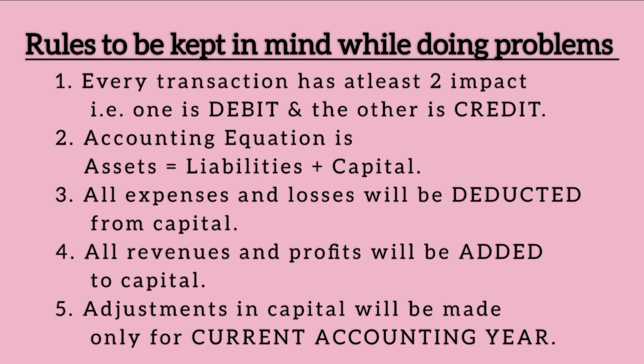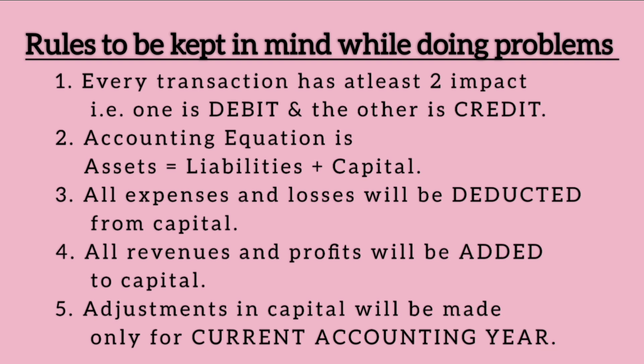And the fourth rule: when revenues and profits are there in the business, then they will be added back to capital. What does it state? All our revenues and profits will be added back to capital, and all our expenses and losses will be deducted from the capital. And whatever adjustments are there in the capital will be made for the current accounting period. We won't be doing the adjustments for the previous year nor for the future period, but we will be doing it for the current accounting period.